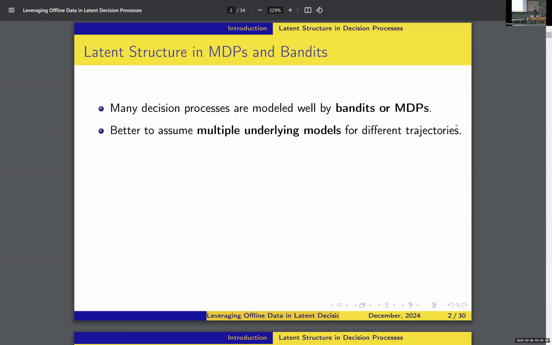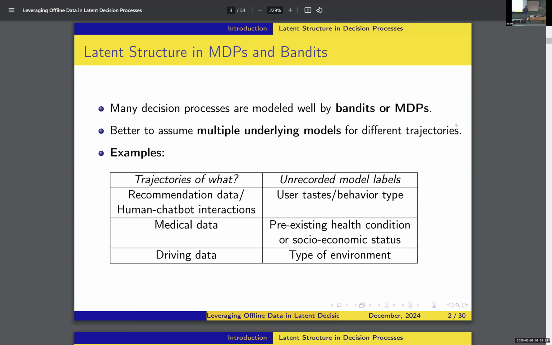So for example, if you're looking at recommendation data, or human chatbot interactions, then the user's taste or the behavior type will influence how they react to the preferential feedback asked at the end of a couple of messages. In medical data, if a person has a pre-existing genetic condition or health condition, that's going to affect their response to some sequential treatment. And even in driving data, let's say you have a lot of unlabeled driving data, you cannot treat all of that as coming from the same terrain. If something was on a rocky road and something else came from slippery ice, you don't want to train automated vehicles on this data in a monolithic way.